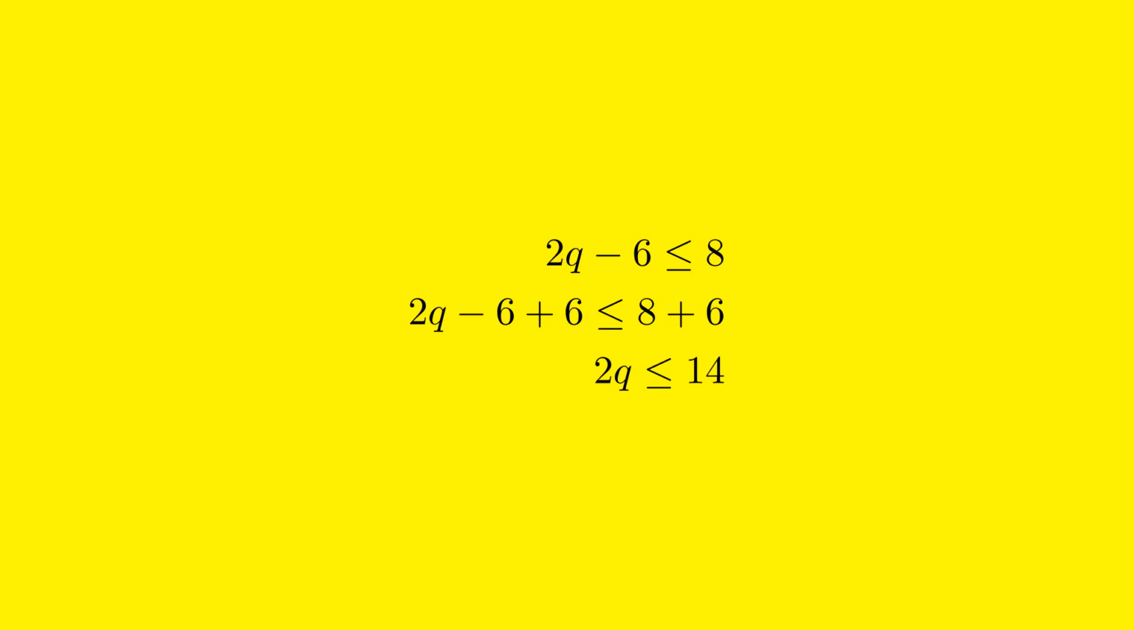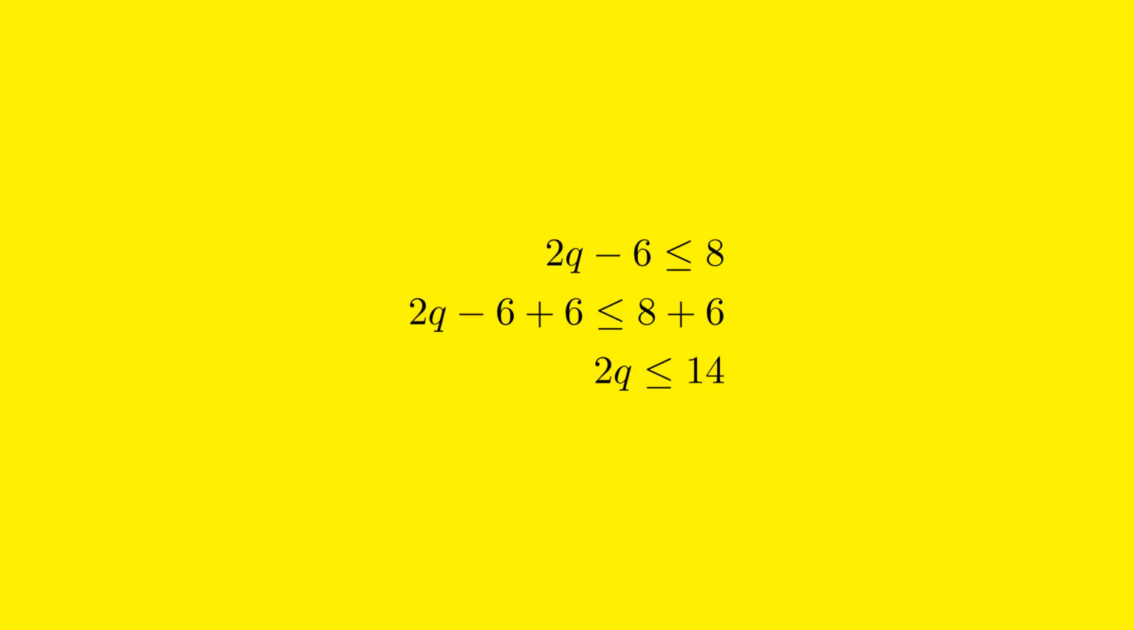So, add 6 to both sides of the inequality. The left side becomes 2q because minus 6 plus 6 equals 0, which leaves us with just 2q. On the right side, 8 plus 6 equals 14. Now the inequality is simplified to 2q is less than or equal to 14. In summary, the original inequality, 2q minus 6 is less than or equal to 8, is altered by adding 6 to both sides, resulting in 2q is less than or equal to 14.